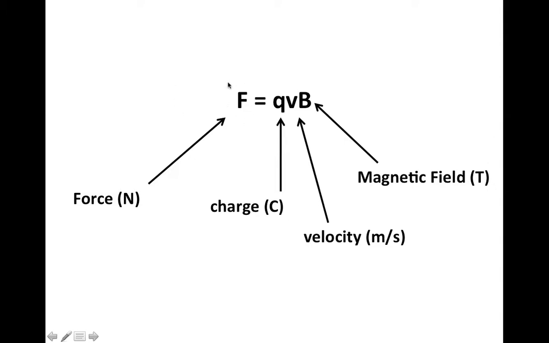So the force on a charge is the charge times the speed or the velocity times the magnetic field that it's in, which is why there's only a force if you have charge, velocity, and magnetic field. If any of these are gone, like a neutron, or not moving, or no field, that's why there's no force.